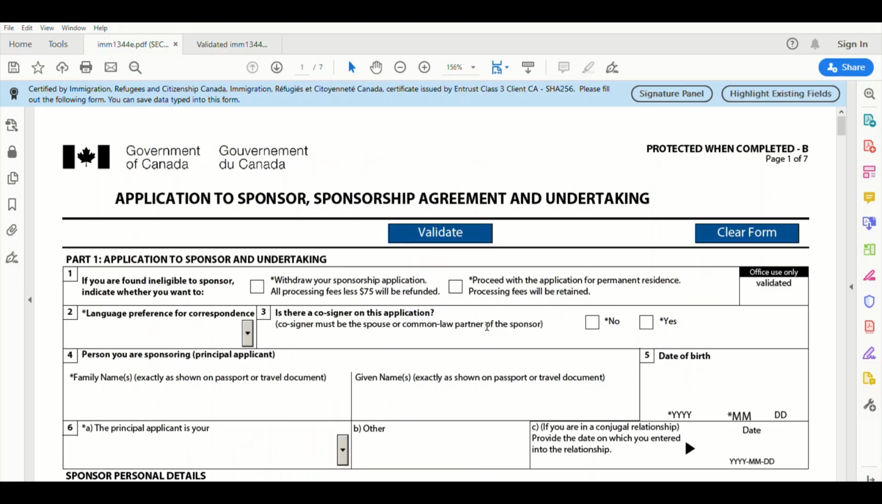Other sections of this form that require our attention are, for example, Part 1, Question 3. Is there a co-signer on this application? The co-signer must be the spouse or common law partner of the sponsor. No or yes. Keep in mind that when the sponsors are sponsoring their own spouses or partners, the answer here is no.